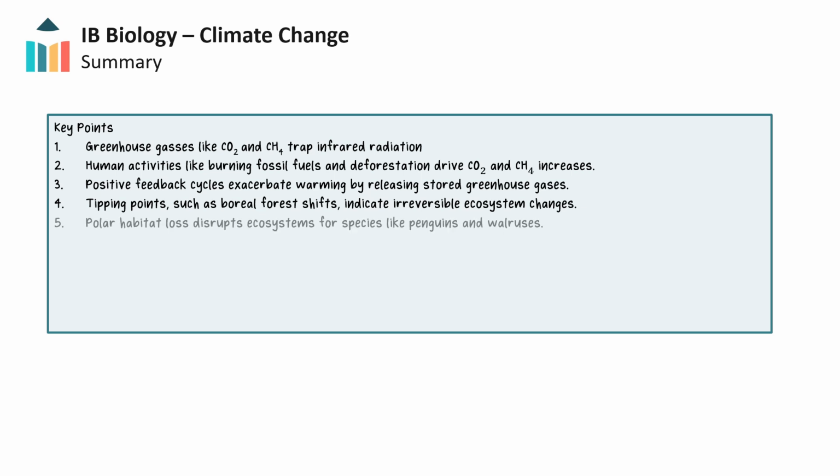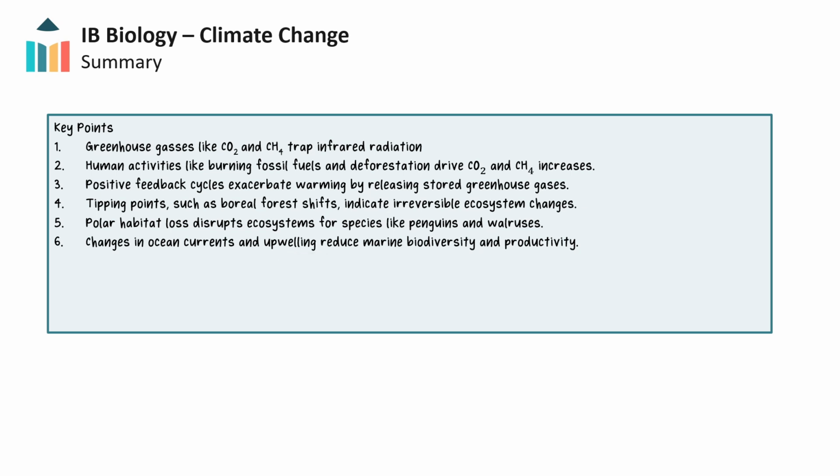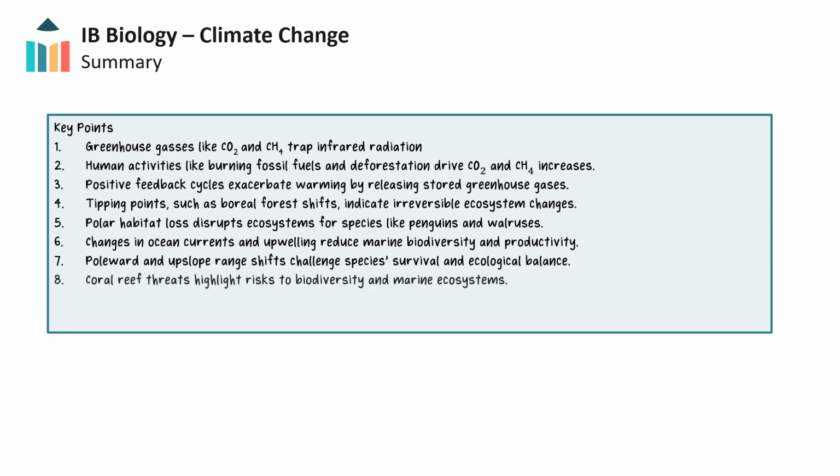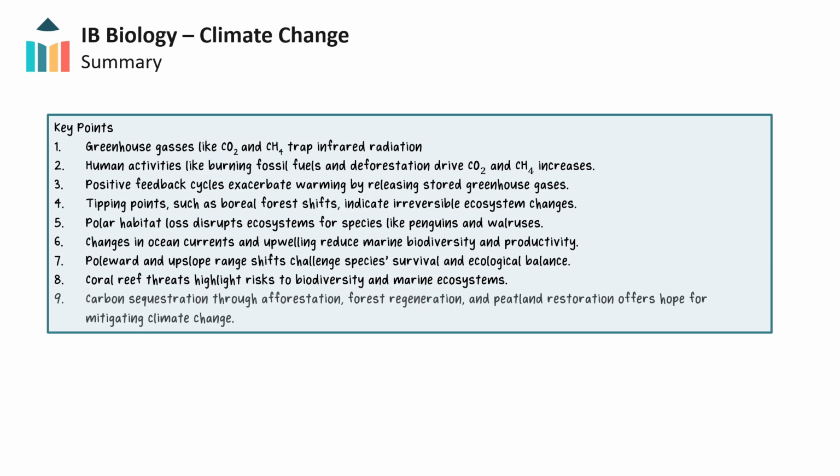We looked at how polar habitat loss disrupts ecosystems for species like penguins and walruses, as well as how changes in ocean currents and upwelling reduce marine biodiversity and productivity. We also saw how poleward and upslope range shifts challenge species survival and ecological balance. We looked at coral reef threats that highlight the risks to biodiversity and marine ecosystems. Finally, we saw that carbon sequestration through afforestation, forest regeneration, and peatland restoration offers hope for mitigating climate change. These interconnected topics underscore the urgent need for comprehensive efforts to address the challenges posed by climate change.